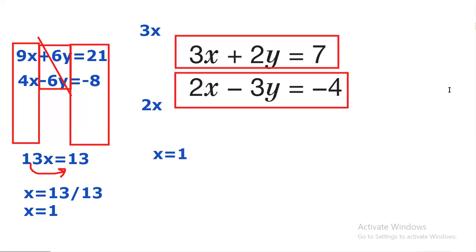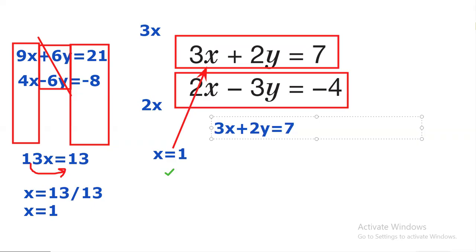Now, what do we do? Same as we did before. We take the value of x and substitute it in one of the equations to find the value of y. So let's say I'm going to use the first equation. Whatever equation you use is going to give the same answer. So 3x plus 2y will equal 7. That's the first equation.